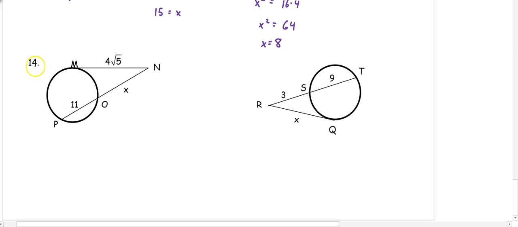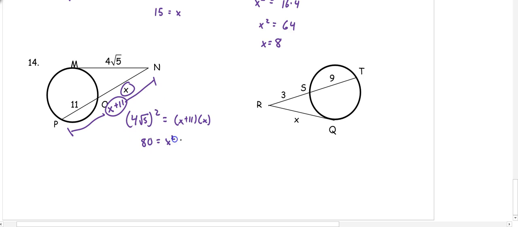In number 14, our tangent is 4 root 5. So we're going to square that. And then in our secant, we have x plus 11 is the whole thing, and x is the outside. So we have x plus 11 times x. So if we put 4 root 5 in the calculator, make sure we're using parentheses, we get that's 80 equals x squared plus 11x. So we can subtract 80 from both sides.